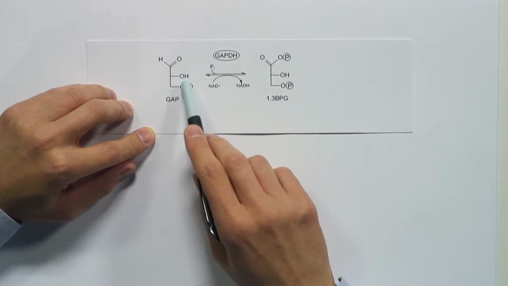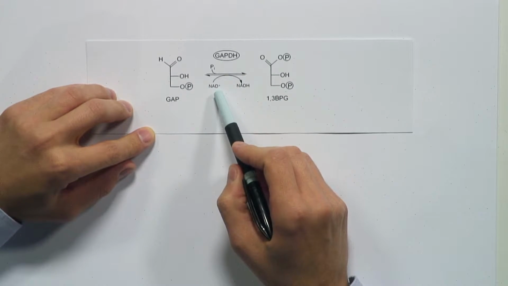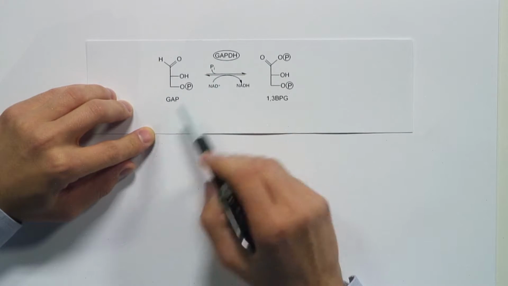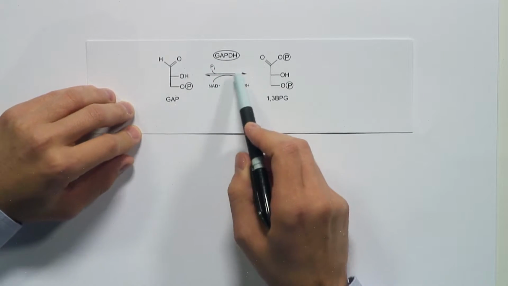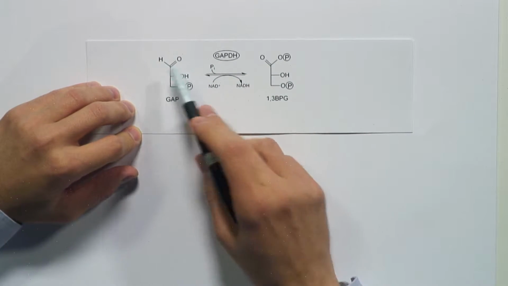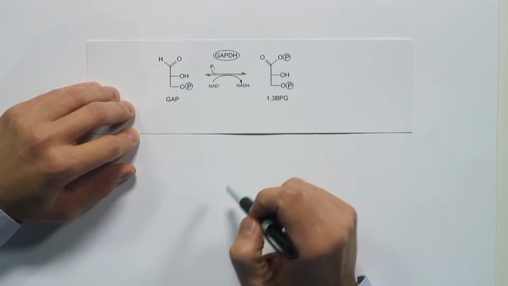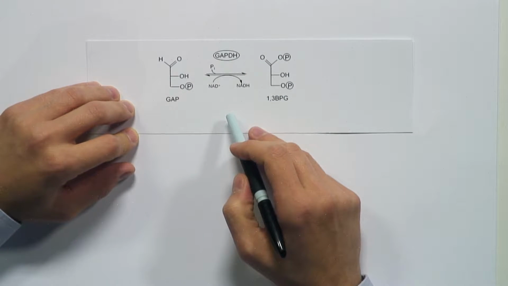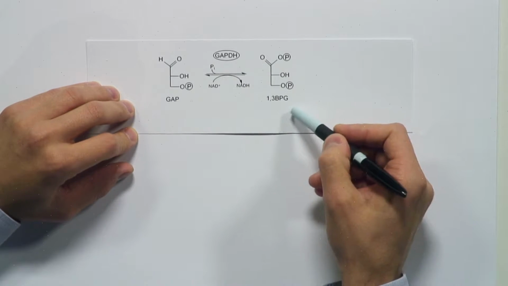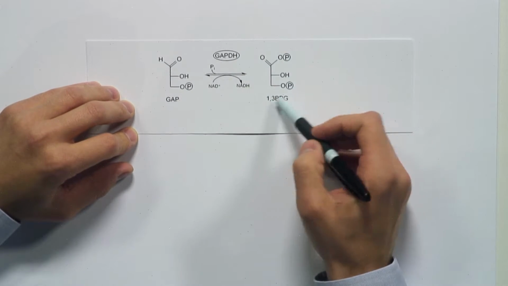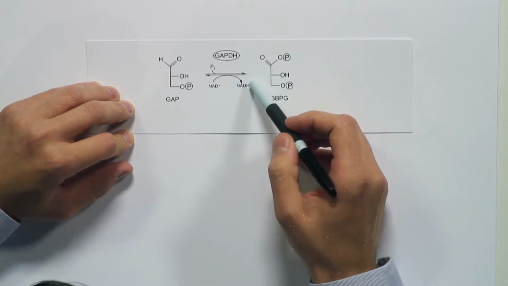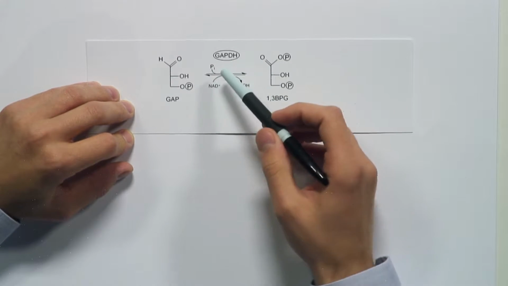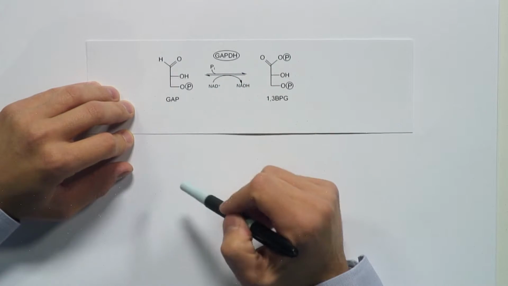Now in the glycolysis step, we know we need 1 NAD equivalent and 1 inorganic phosphate to go into the enzyme to be able to oxidize our aldehyde to an acid anhydride in 1,3-bisphosphoglycerate. Now in gluconeogenesis, we're going to be going from right to left. We're starting with 1,3-bisphosphoglycerate. We're going to need NADH, and we're going to generate GAP and inorganic phosphate. Now let's take a closer look at the mechanism of this reaction as it would run in gluconeogenesis.